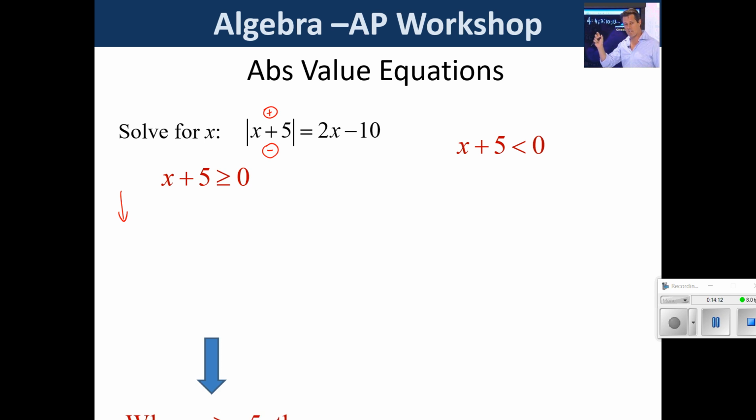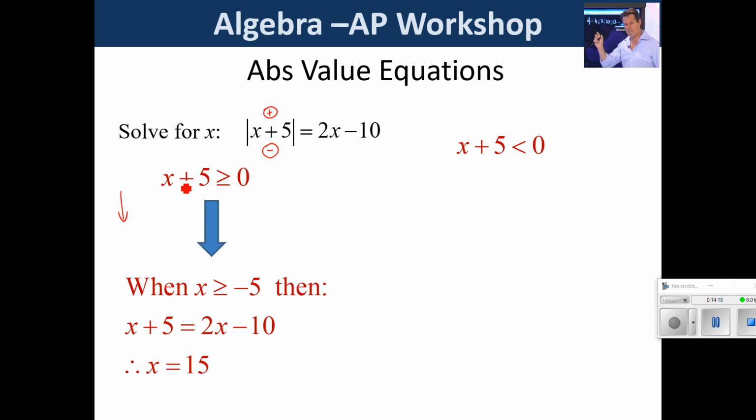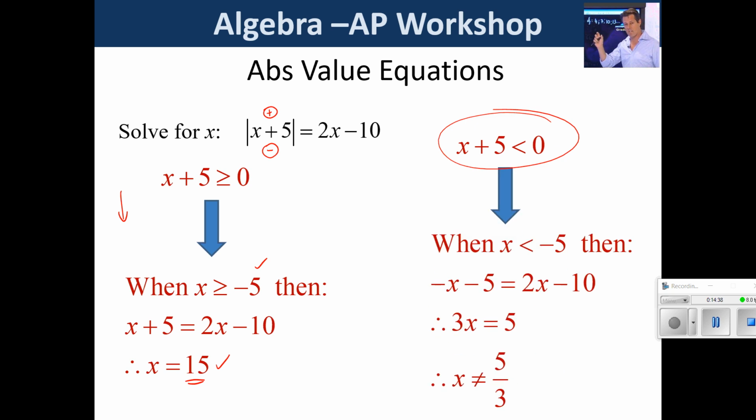So I'm going to say, okay, well, if the inside was then positive, that would have meant that x had to be greater than or equal to -5. And then I go and solve, and I get x is 15. And what we recognize is that 15 is definitely greater than -5, and therefore it satisfies the interval in which we're working. If I go to this right-hand side over here, for where x plus 5 is less than 0, in other words, x must be less than -5, make the inside negative, go and solve, and I get an answer of 5/3. But 5/3 is definitely not less than -5, and therefore we go and reject the solution.